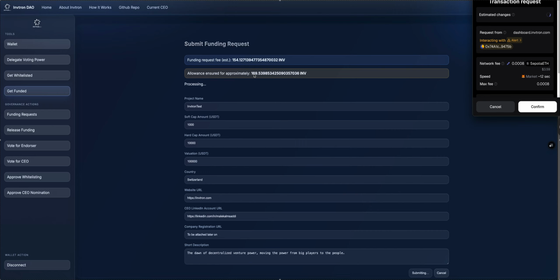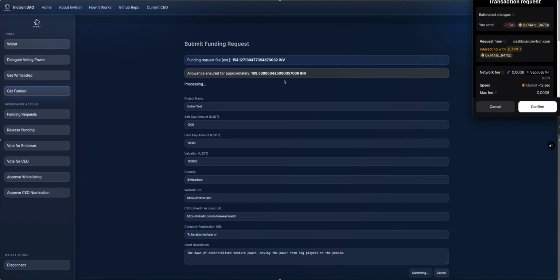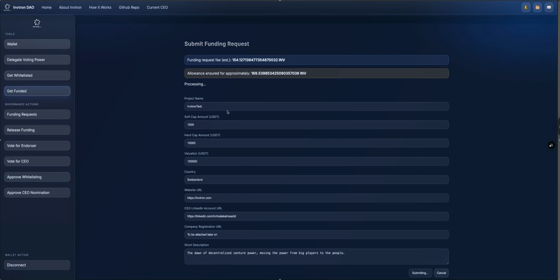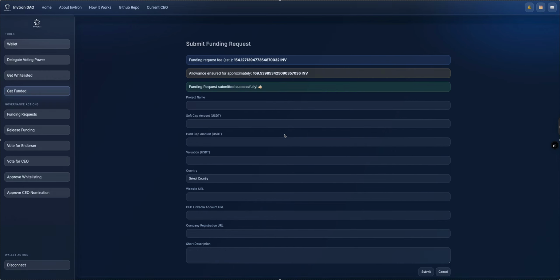As you can see, we need to add some allowance fault tolerance for the price, but we will not spend the full allowance. As you can see, you send 154.1, even though the allowance is higher. Submitting, and funding request submitted successfully.